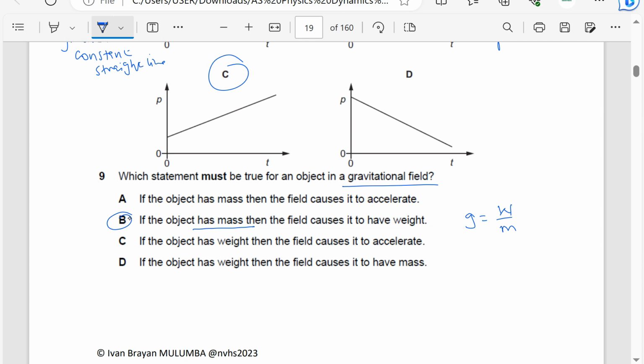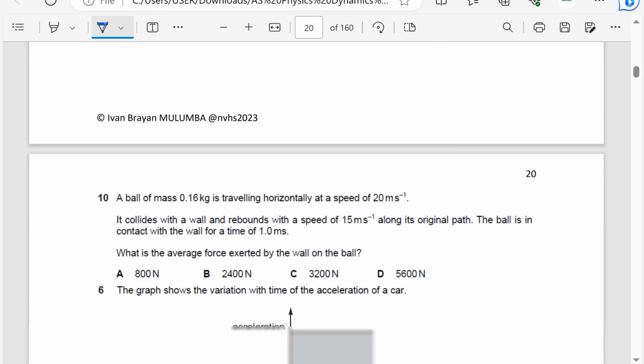If the object has a mass, then the field causes it to accelerate. There could be other factors such as air resistance so that the acceleration of the object is zero. But as long as it has a mass, it will always have a weight. So the answer is automatically B.